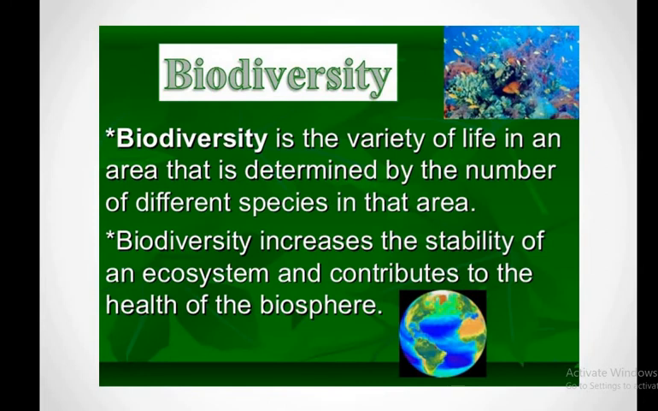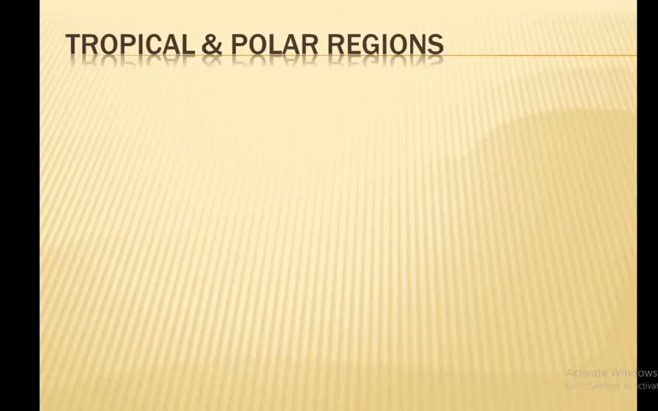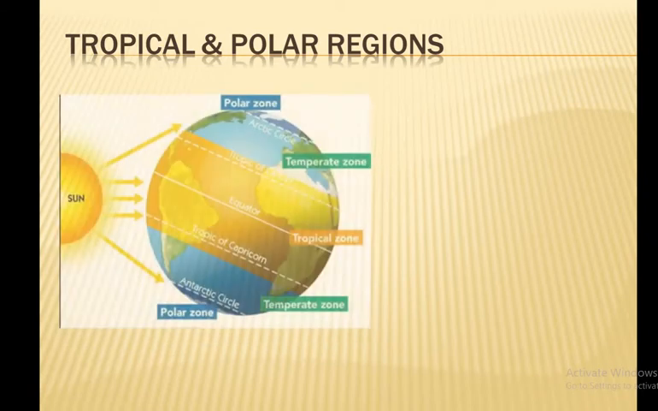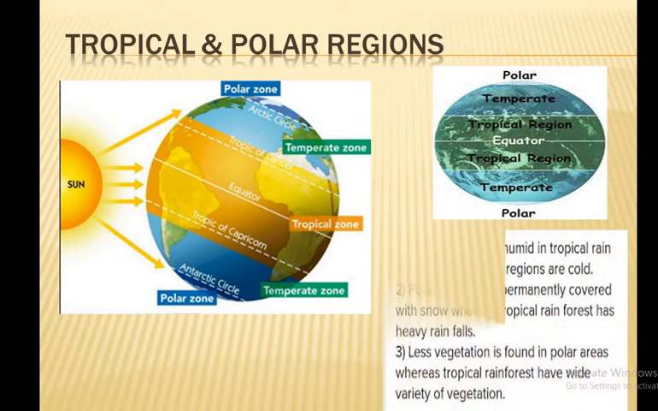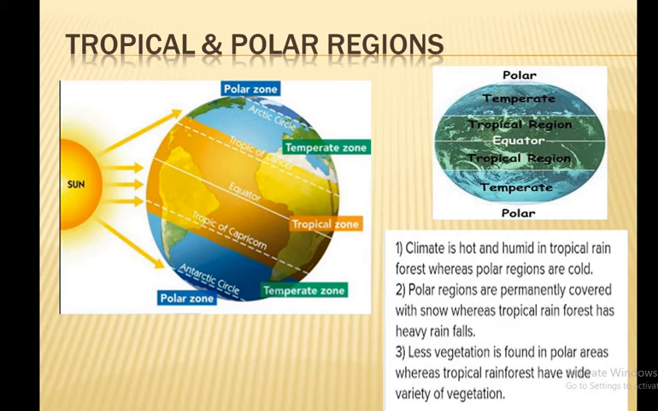Biodiversity is not distributed uniformly on the earth. Biologists estimate that today's global biodiversity may consist of more than 100 million kinds of organisms. The biodiversity of an area depends upon climate, altitude, composition of soil, and other factors. The tropical region of the earth has richer biodiversity while the polar regions have very few species. Why? Polar regions are permanently covered with snow whereas tropical regions have heavy rainfall.